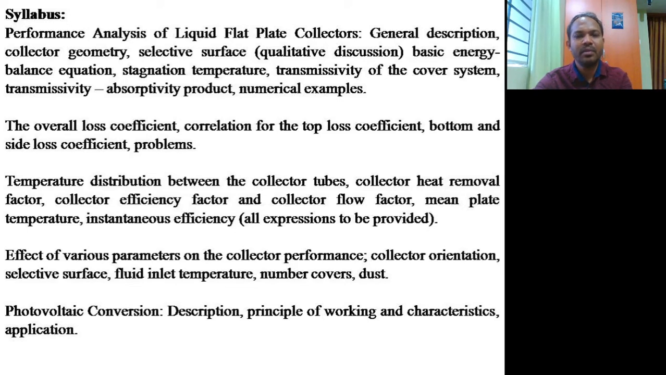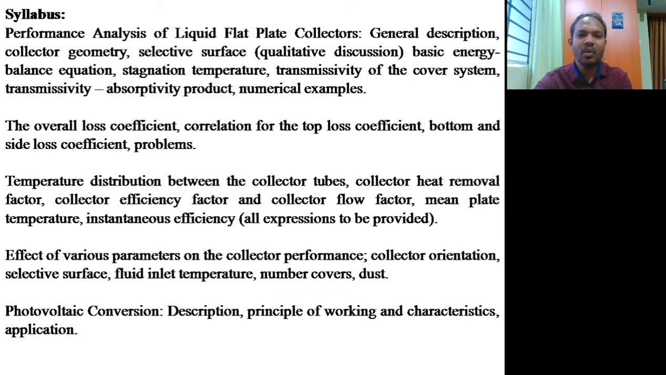Then we will also talk about transmissivity of the cover system, and then transmissivity and absorptivity of the product. We will study numericals at the end of the third module, maybe in the seventh or eighth session, where we will discuss numerical examples based on this performance analysis of the flat plate collectors.